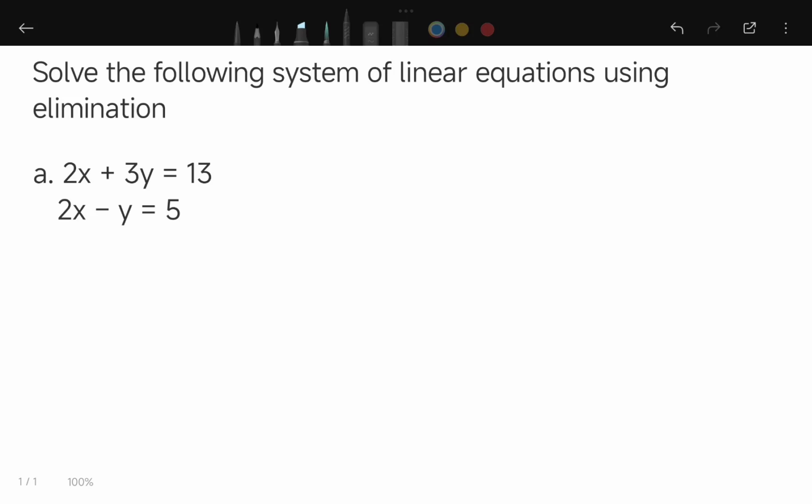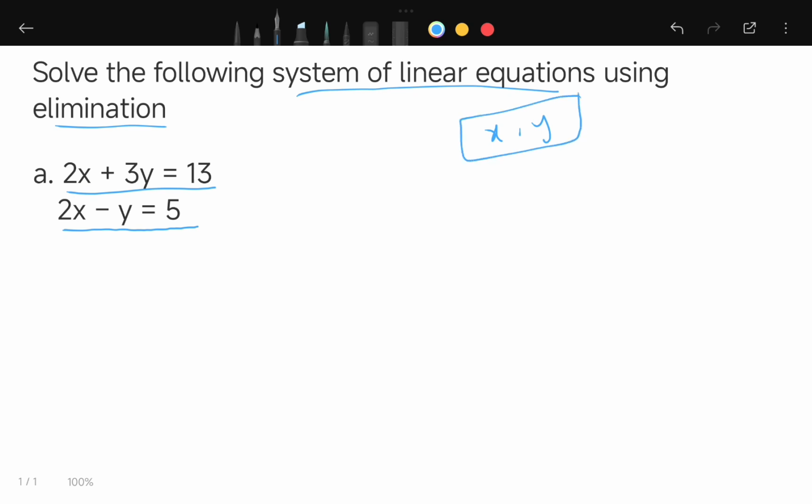In this video, we'll learn how to solve a system of linear equations using the elimination method. Let's move to the first problem: 2x plus 3y equals 13, 2x minus y equals 5. So we need to eliminate either x or y so that we can get the value of one and substitute that value later to get the other value.